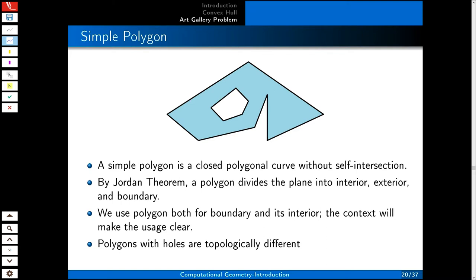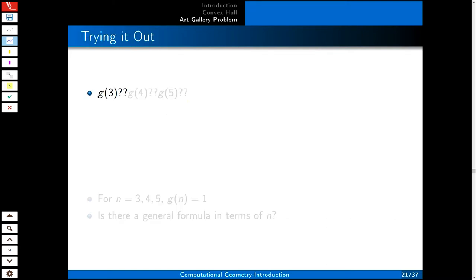Okay, let's go. Let me ask this question: what about G3? What's the value of G3? It's the number of guards needed to guard any polygon with three vertices. It has to be a triangle, a convex shape, always one. What about 4?